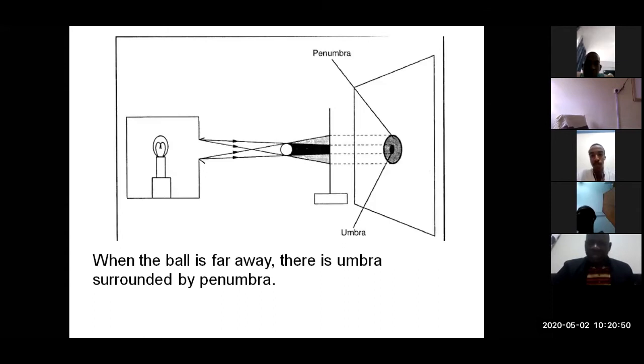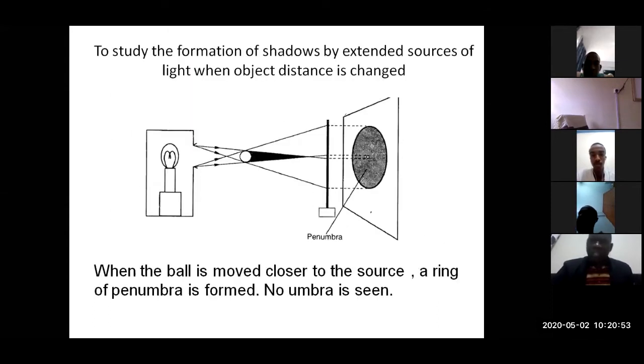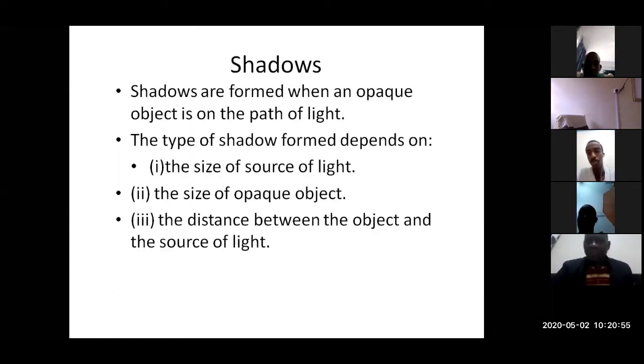We wanted to look at the eclipses. So for shadows, I want you to remember these 3 points: the type of shadow formed will depend on the size of the source of light. If it's a point source of light, then it will be a shadow of total darkness. Only the umbra shall be formed.